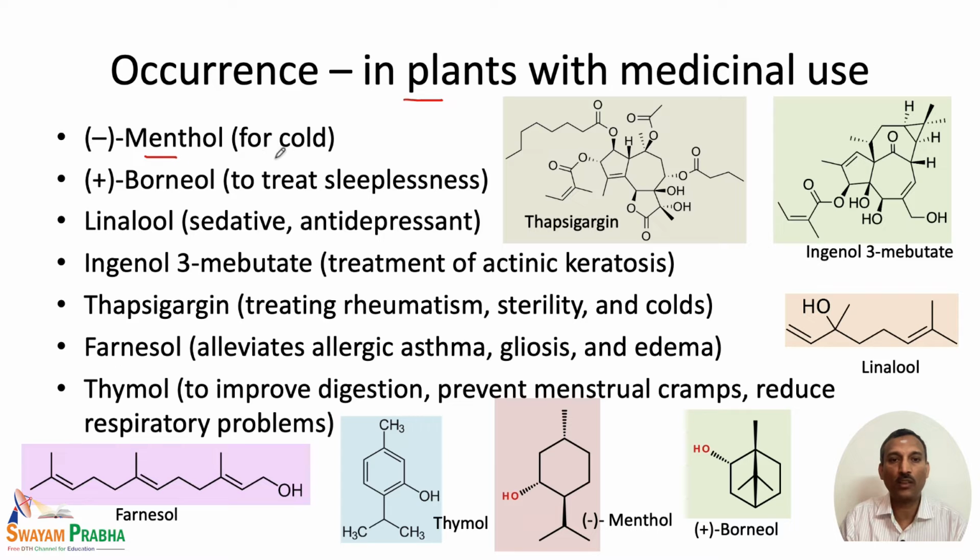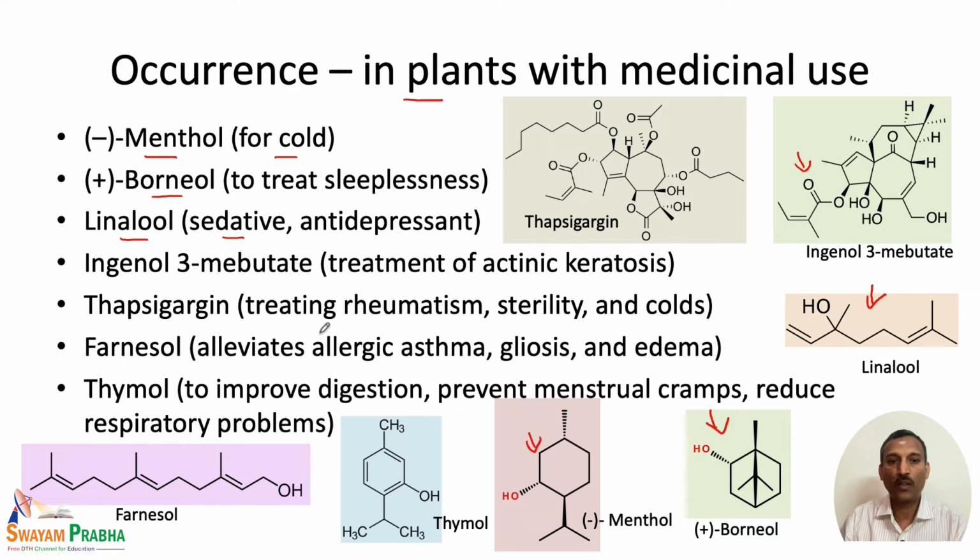Menthol is generally used for the cold. The structure of menthol is shown here, and this is basically a terpenoid compound. And when we talk about borneol, this is used to treat sleeplessness, and this again is a terpenoid compound. Linalool was used as a sedative and antidepressant. So the structure of linalool is given here. And ingenol mebutate is generally used for actinic keratosis. So the structure of the compound is given here.